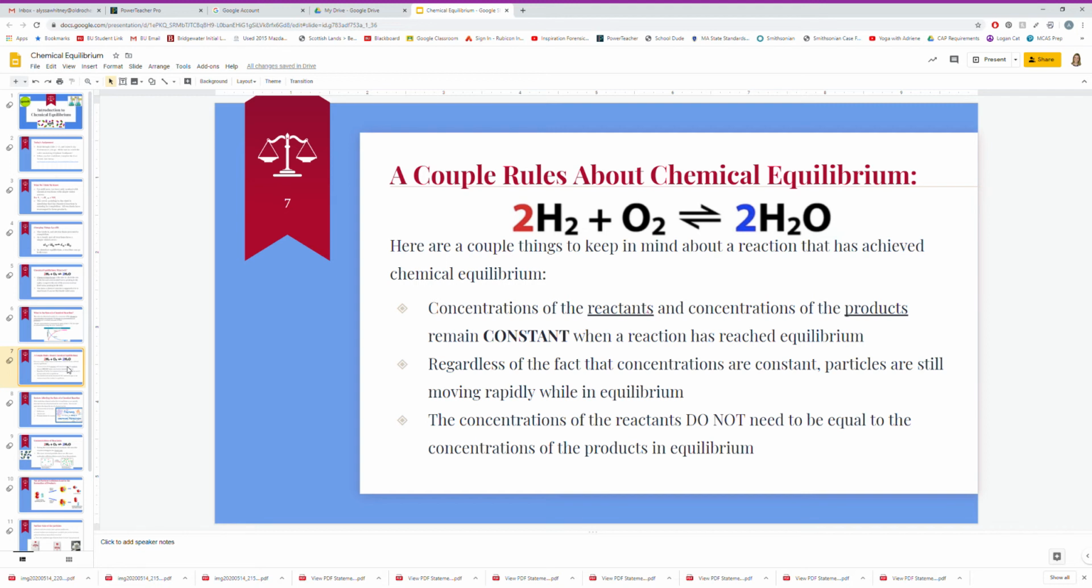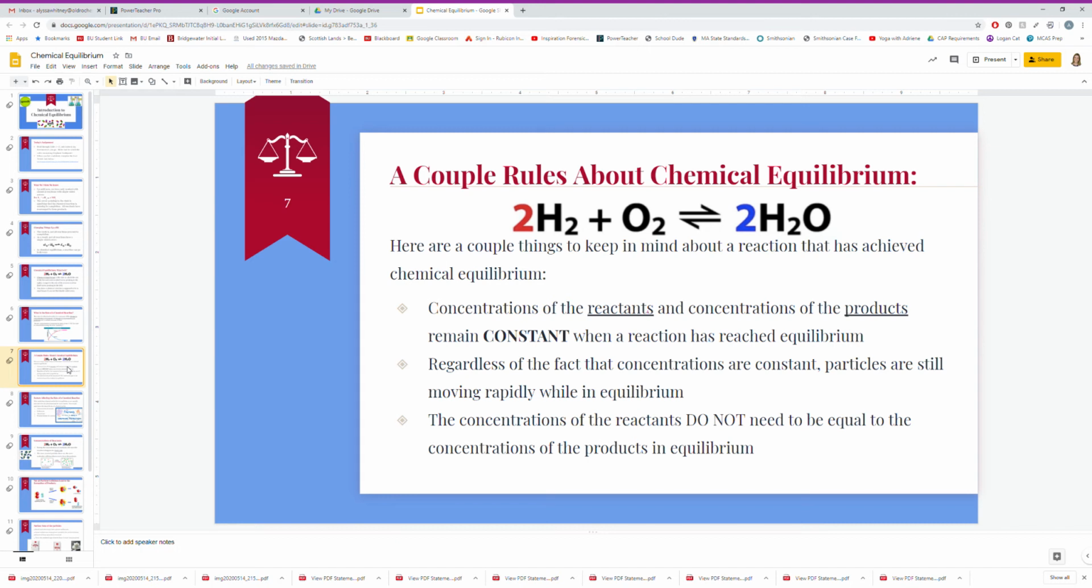Regardless of the fact that concentrations are constant, particles are still rapidly moving when you reach equilibrium. There is this misconception that once you hit equilibrium, everything just stops. That is not true. The particles are continuing to react to maintain that equilibrium. So they're still moving as fast and expending just as much energy as before they became equilibrated. I can't even pronounce that word.